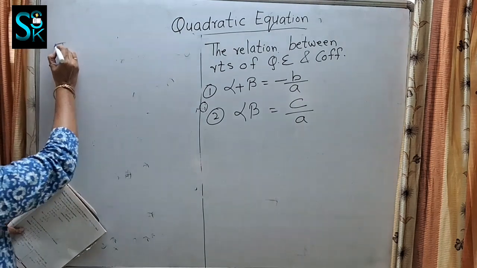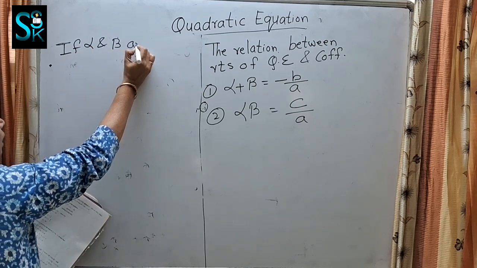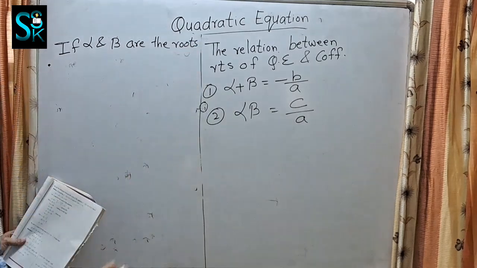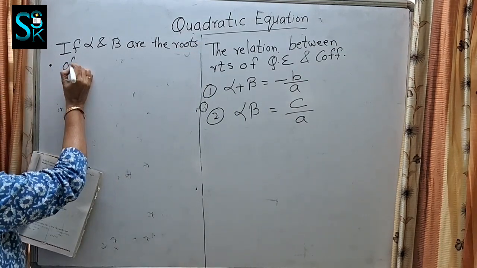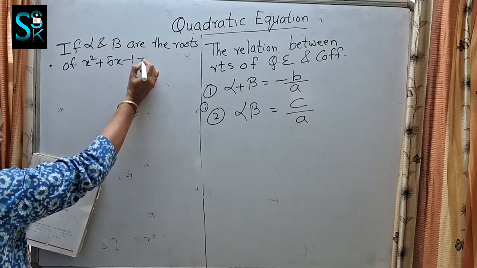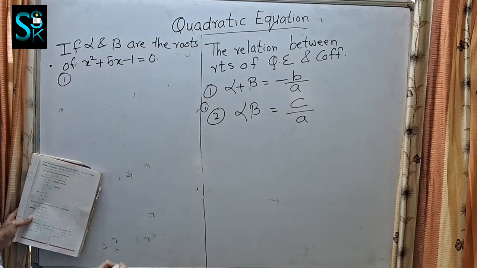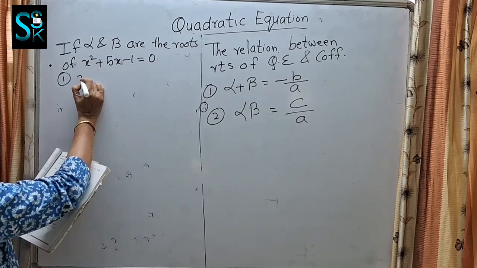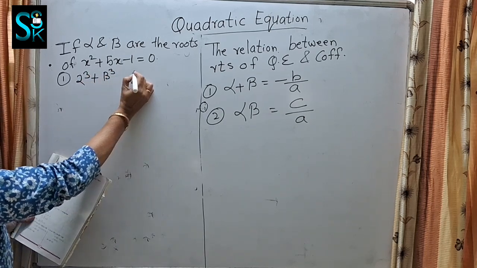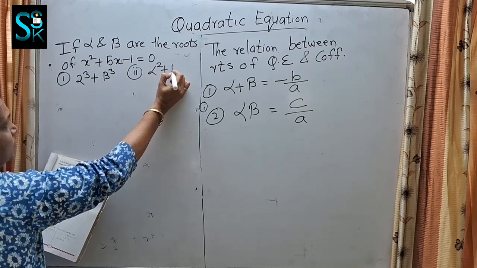Now we are going to take one more example. If alpha and beta are the roots of x square plus 5x minus 1 is equal to 0, then they have asked you to find 2 things. One is alpha cube plus beta cube, and the second one is alpha square plus beta square.